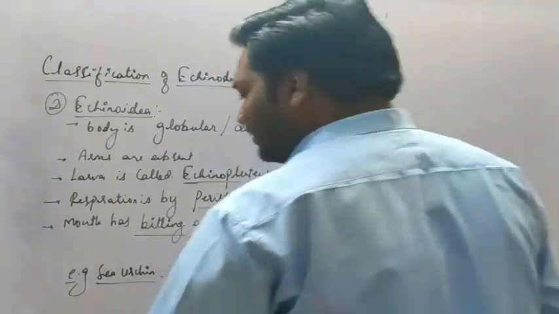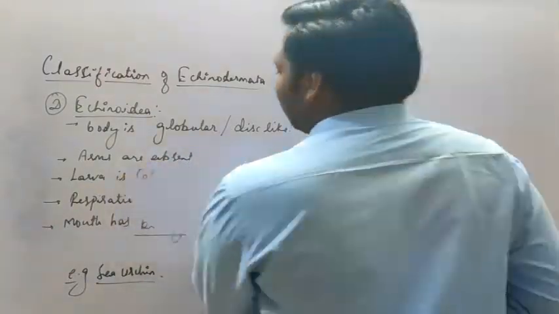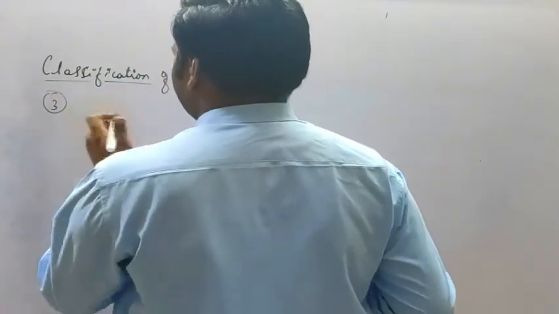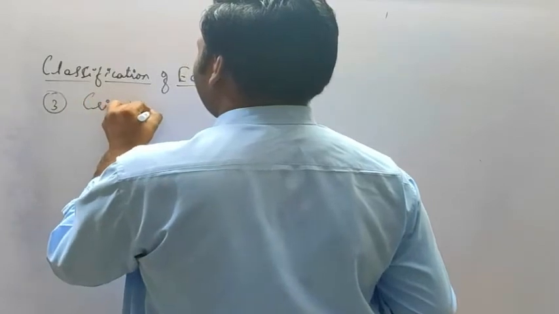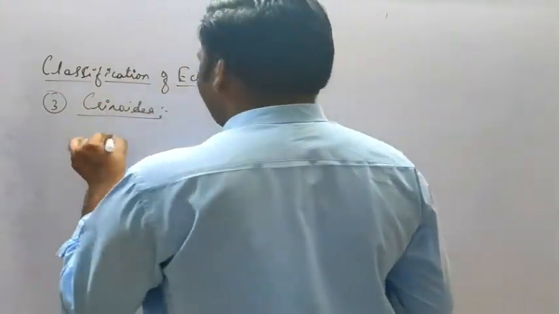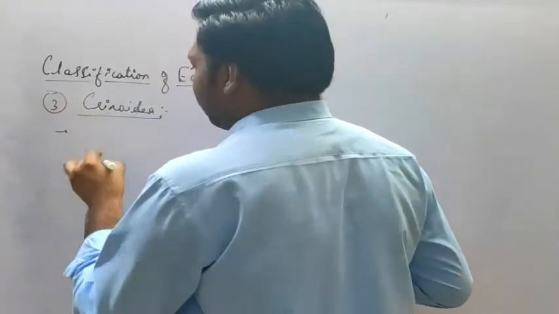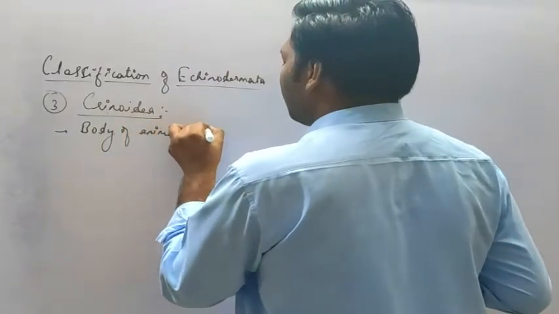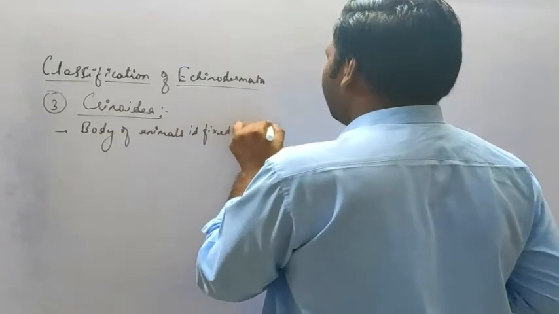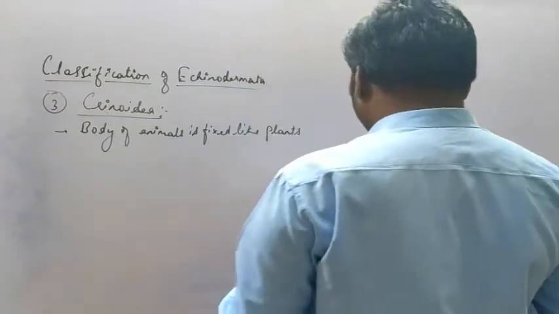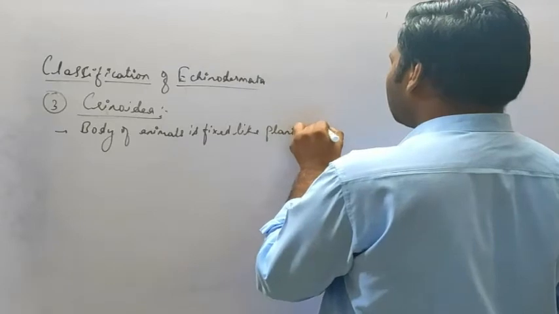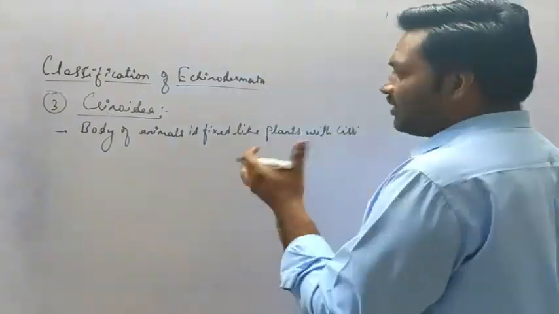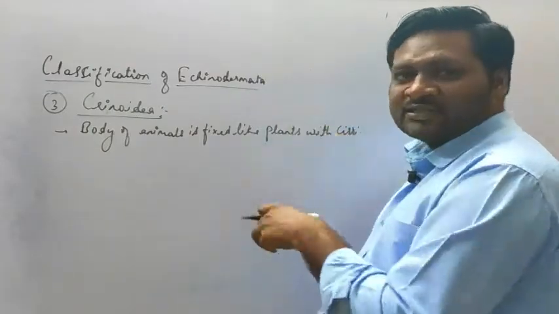Okay. The next, another class, that is the third class, is called Crinoidea. So in this class, the body of animals is fixed like plants, with cirri. The cirri are structures present on the body surface, which help in fixing the animal within a particular place.